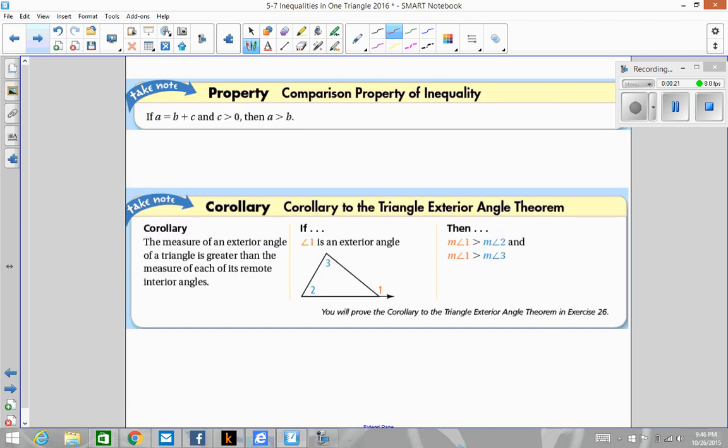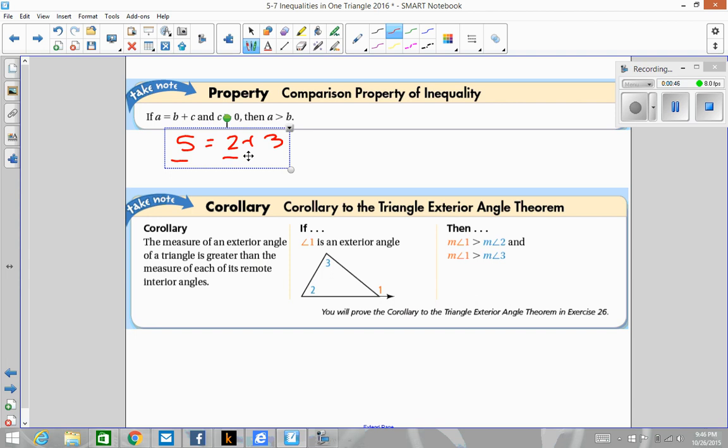We have a few things that you need to take a look at. The comparison property of equality says that if A is equal to B plus C and C is greater than 0, then A has to be greater than B. Think of it like 5 is equal to 2 plus 3. And I look at this quantity and this quantity.